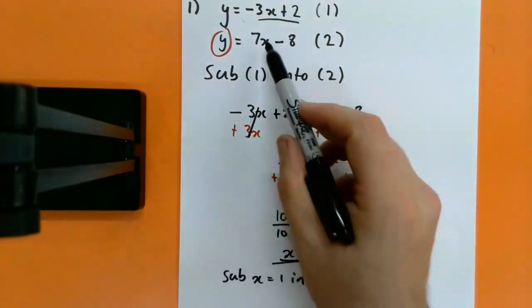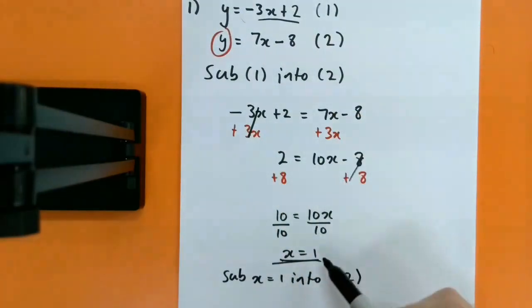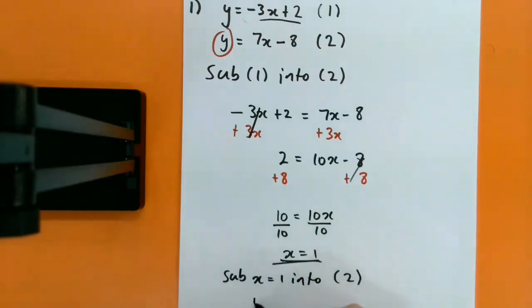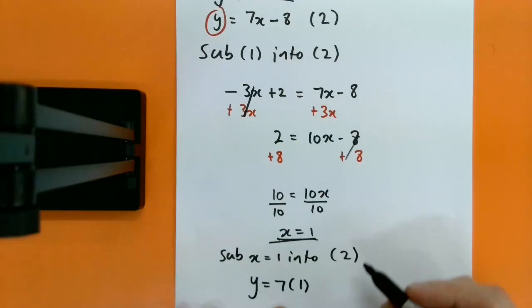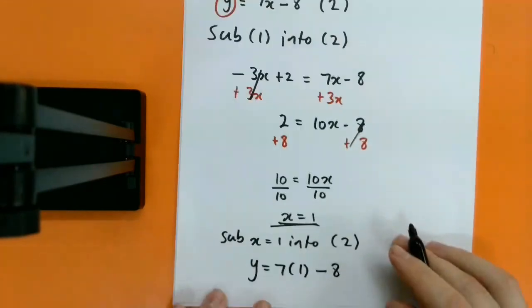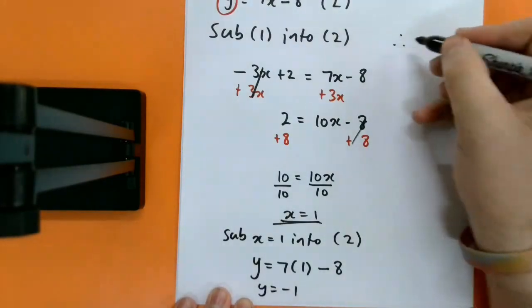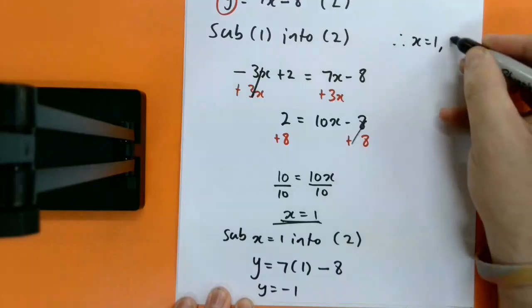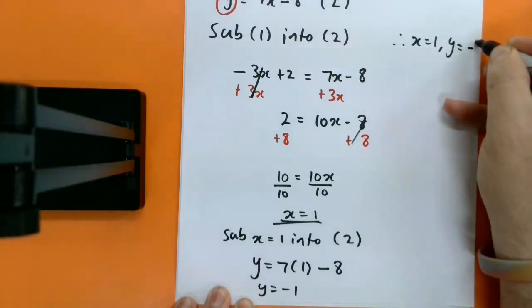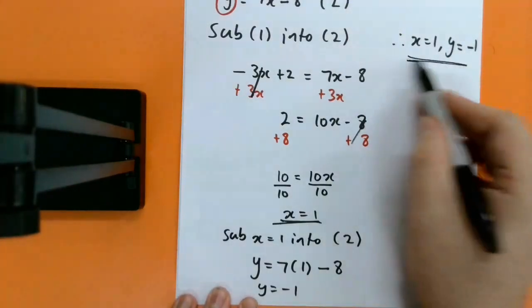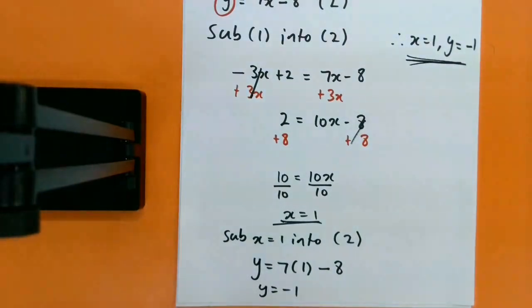That means wherever we see an x in this equation, we now replace it with a 1. So we have y is equal to 7 times 1, I'll just move this up so you can see, minus 8. And 7 times 1 is 7, minus 8 is minus 1. So y is equal to minus 1. Therefore our solution is x is equal to 1 and y is equal to minus 1, just as we found just there. Remember, we're trying to find two solutions to the two variables, because we have both x and y that are unknown.